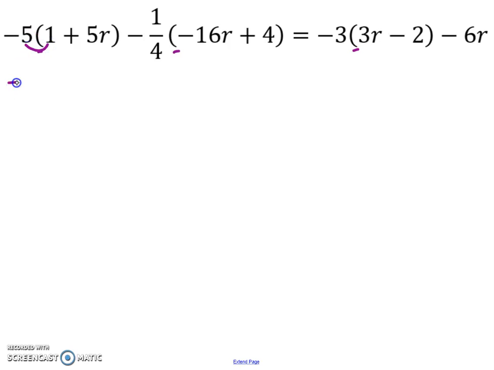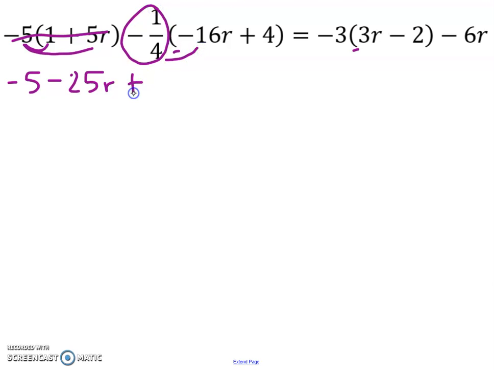All right, so here we go. Negative 5 times 1 is negative 5. Negative 5 times 5r is negative 25r. Woohoo! Done with the first one. Okay. Negative 1/4. Oh no, Miss Valente, why did you throw fractions? Because it's good for you to practice this. All right, negative 1/4 times negative 16r. Well, I know a negative and a negative is positive. And if you're not sure, I'm saying, okay, 16 divided by 4 is 4, right? Because 16 times 1/4 is the same as saying 16 divided by 4. All right, so this is plus 4r.